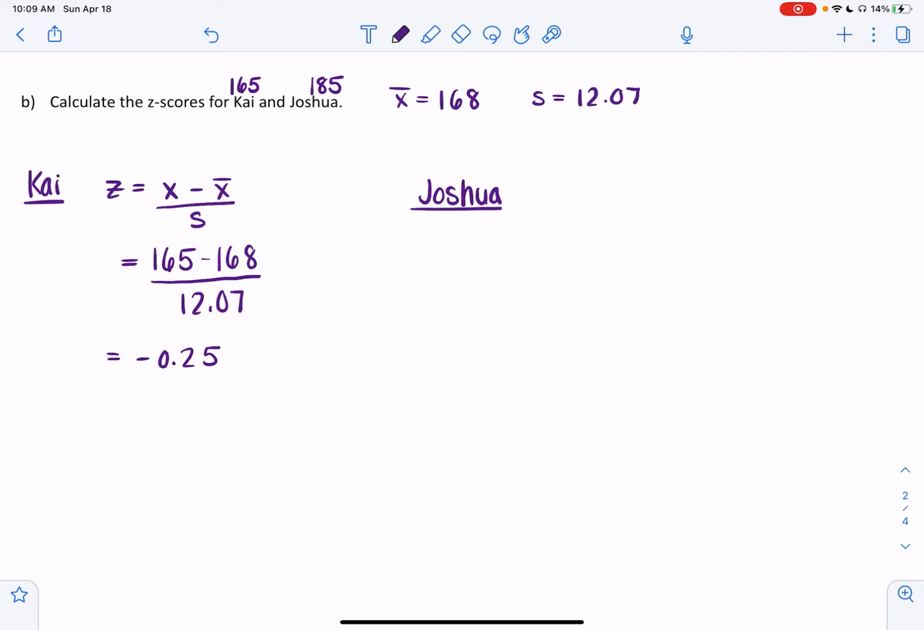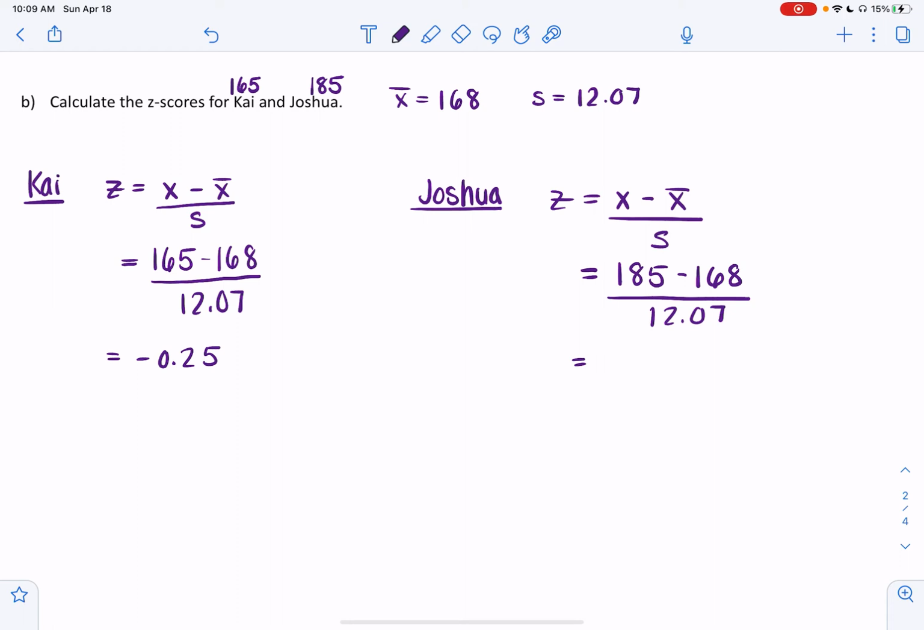For Joshua, our z-score, again, we take our data point, subtract the mean, and divide that by the standard deviation. So Joshua's height was 185 minus our mean, which is 168, and we divide this by our standard deviation, which is 12.07. Again, we can just put this into our calculator nice and quickly, and that will give us 1.41. So this value is positive. That means that Joshua's height is above the mean, which we can clearly see makes sense. And it's above the mean by 1.41 standard deviations.